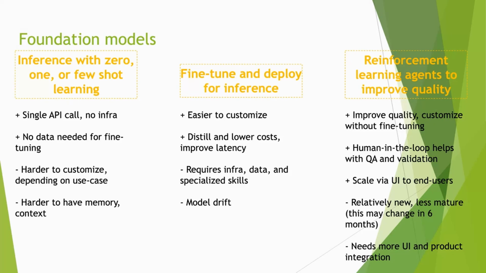But you might want the second option in the middle, which is to fine-tune and deploy for inference. So it's easy to customize. You can distill, make it smaller, make it lower cost, and improve the latency. But this requires you to get a model, the infrastructure, the data, the people, train the model, and then put the model on your premises, even if it's on your own cloud. No one has access to it, so that's yours.